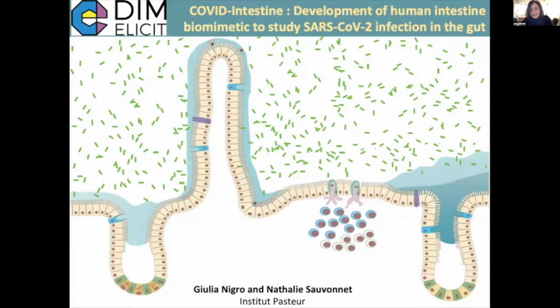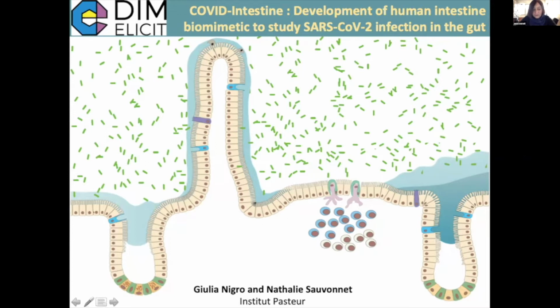With this DIM ELICIT funding, we are developing a human intestine biomimetic to study SARS-CoV-2 infection in the gut. This project is in collaboration with Julia Nigro and myself. So why study coronavirus infection in the intestine? Because among the different COVID-19 patients, there are many that have gastrointestinal symptoms, and these symptoms seem to be correlated with the severity of the disease.